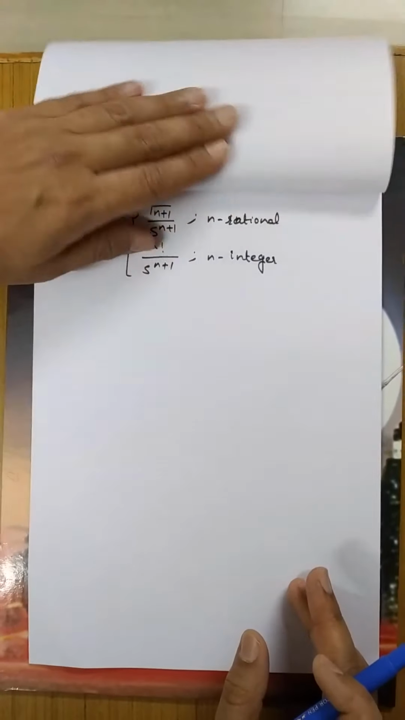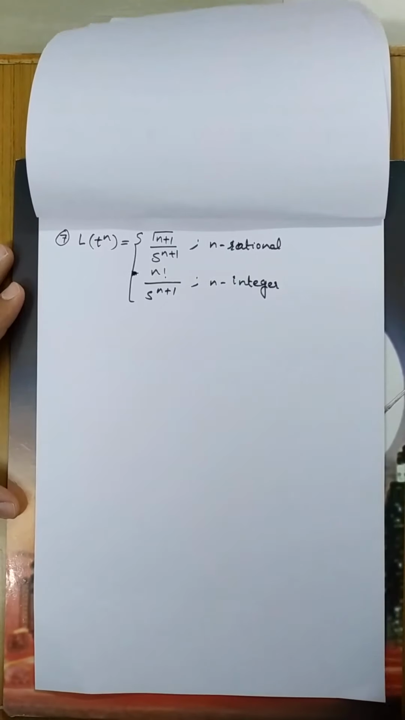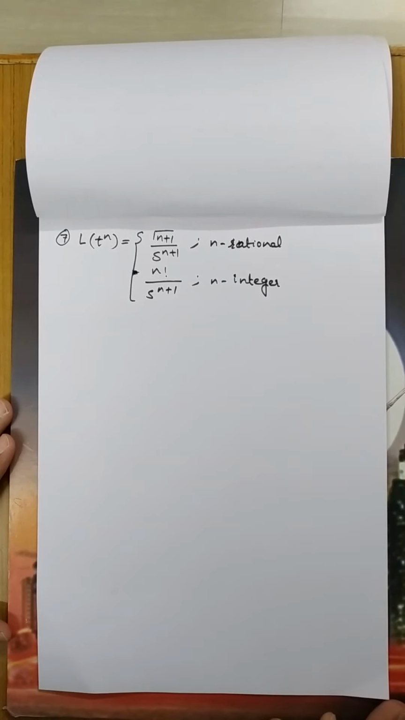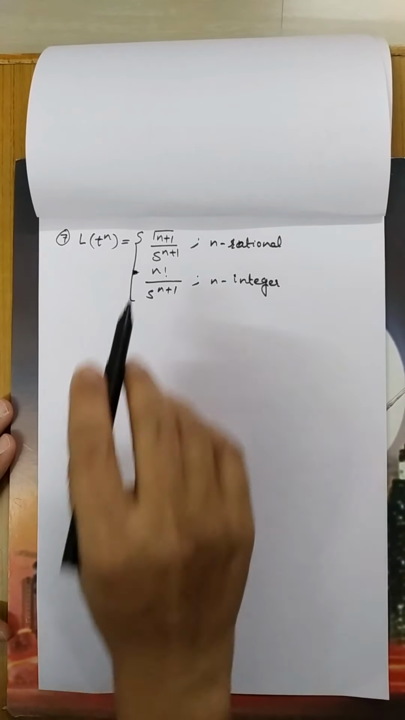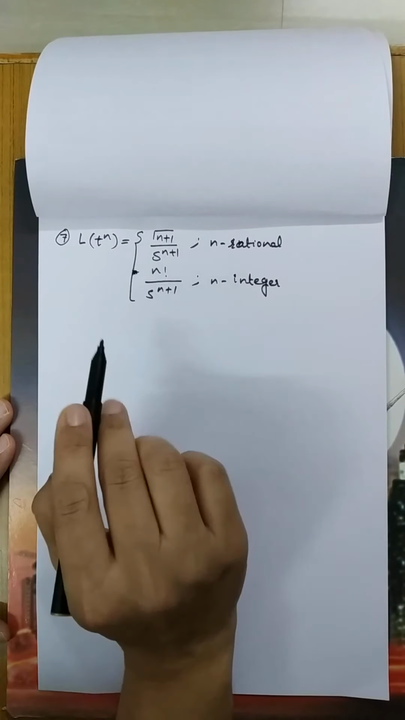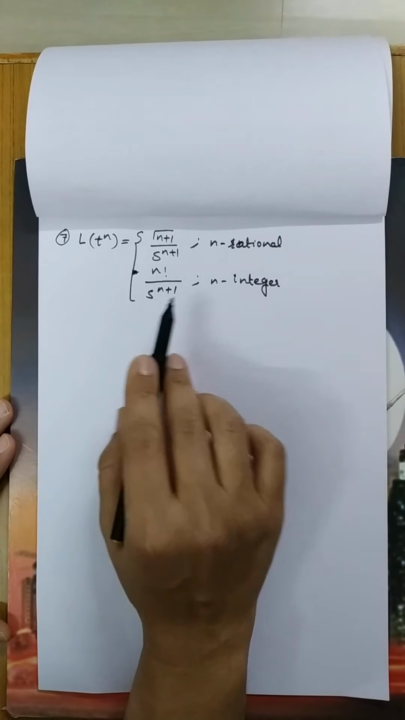Now one last formula of Laplace transform, which is also very important, for the polynomial function. Laplace of t raised to n depends upon n. If n is a rational number, it is gamma n plus 1 by s raised to n plus 1, and if n is an integer, then it is n factorial by s raised to n plus 1.